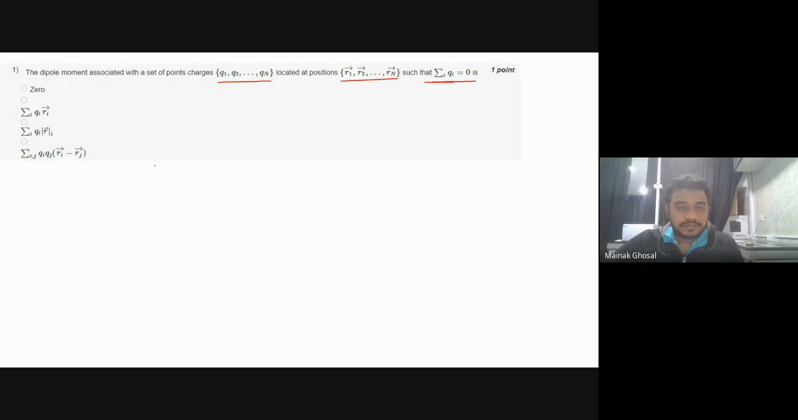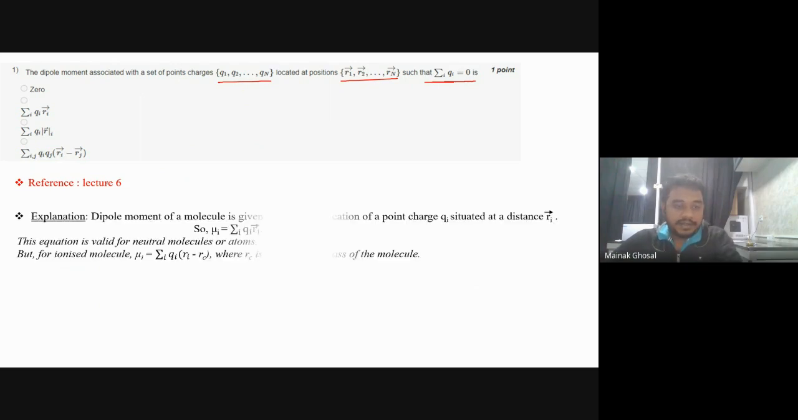Okay, so no answer is coming actually, so I'm going to explain that. You can follow the reference in lecture 6, where the dipole moment was explained. The dipole moment of a molecule is given by the multiplication of a point charge situated at a distance ri. Suppose I have a point charge here, which has the charge of qi, situated at distance ri.